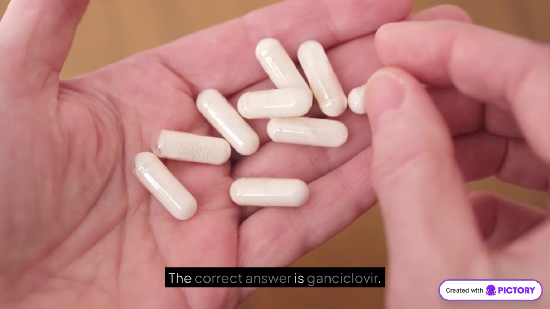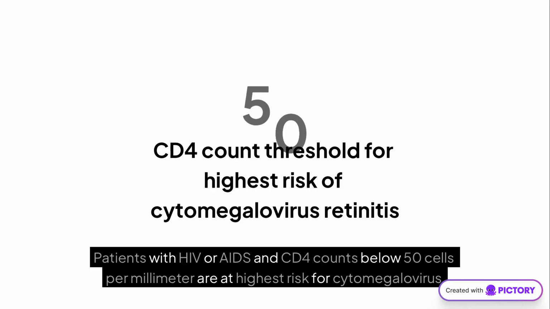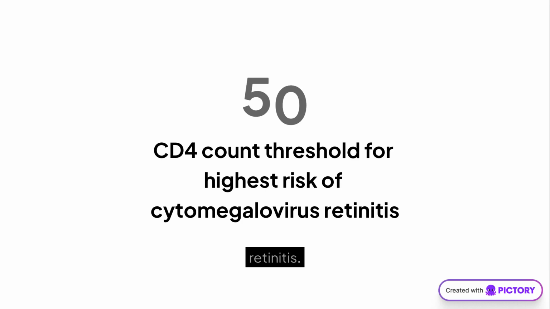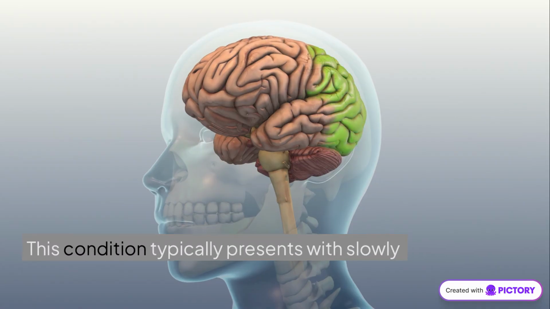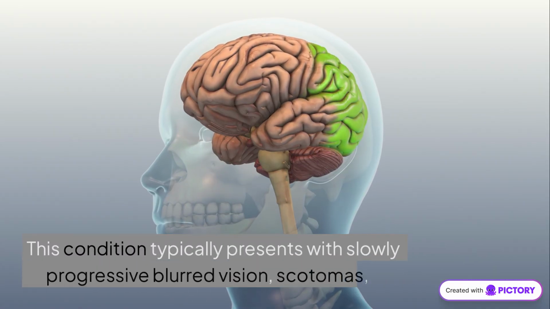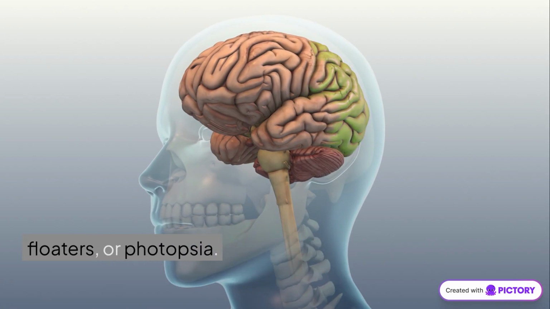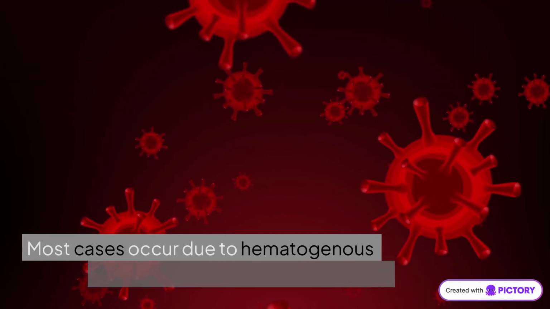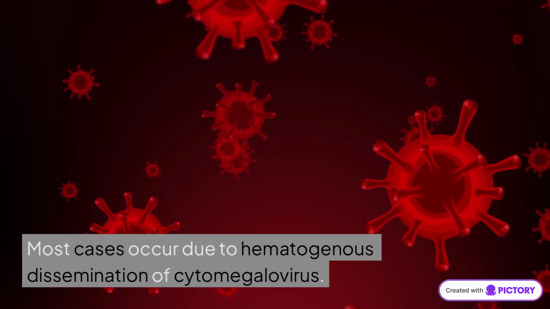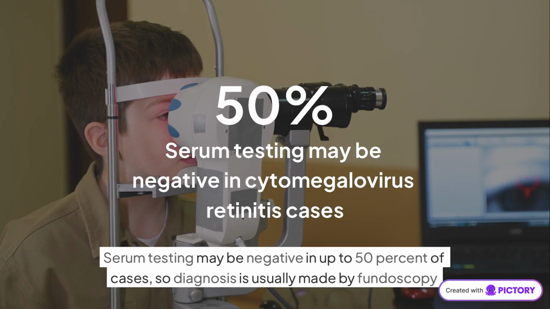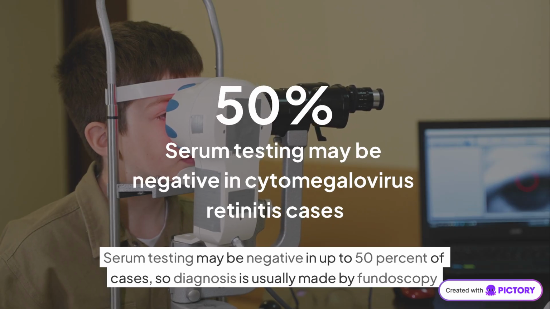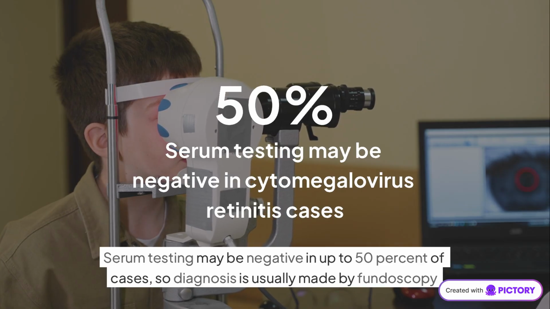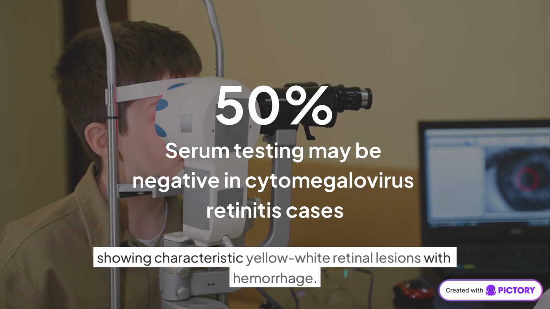The correct answer is ganciclovir. Patients with HIV or AIDS and CD4 counts below 50 cells per millimeter are at highest risk for cytomegalovirus retinitis. This condition typically presents with slowly progressive blurred vision, scotomas, floaters, or photopsia. Most cases occur due to hematogenous dissemination of cytomegalovirus. Serum testing may be negative in up to 50% of cases, so diagnosis is usually made by funduscopy showing characteristic yellow-white retinal lesions with hemorrhage.